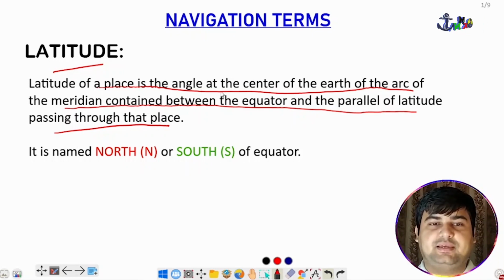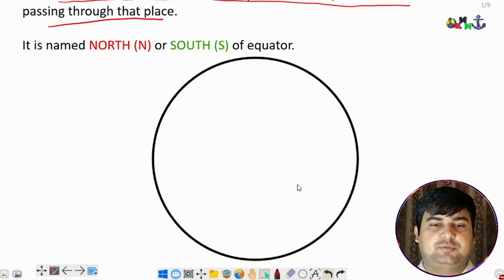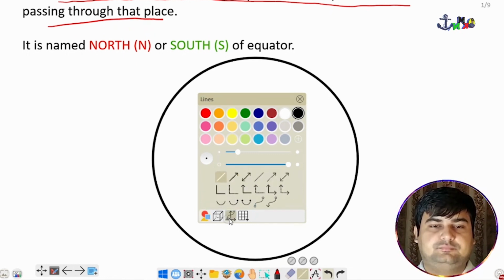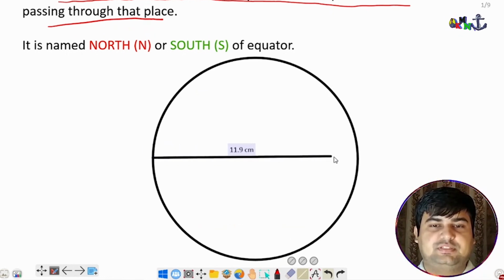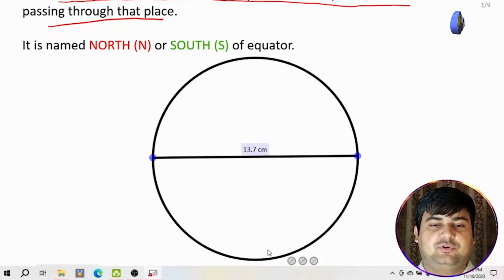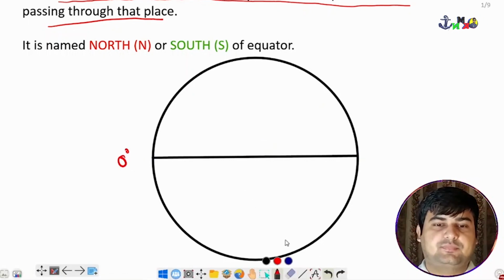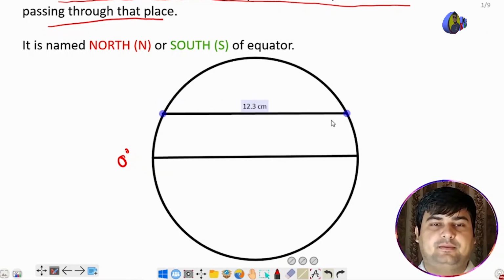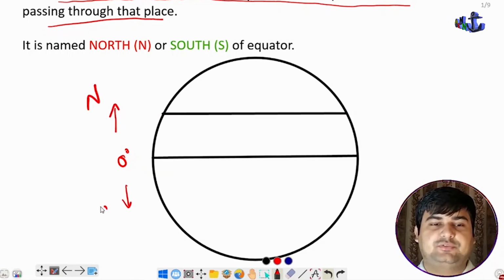Latitude of a place is the angle at the center of the earth. So suppose this is the earth. Then we will draw the equator. So this is the equator. Equator, as we all know, is 0 degrees. Now we will draw a parallel line to this equator. So before we proceed, everything above equator is called north and everything below equator is called south. This is absolute basics. This we are studying since 6th standard from the school time, that everything above equator is north, everything below equator is south. And this is equator. That will be 0 degrees.